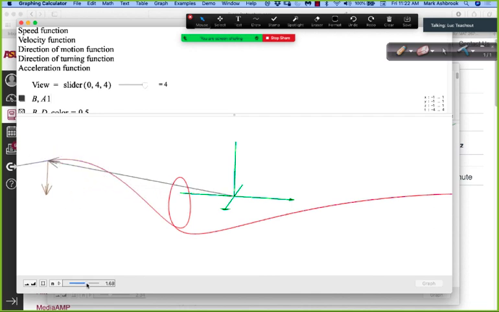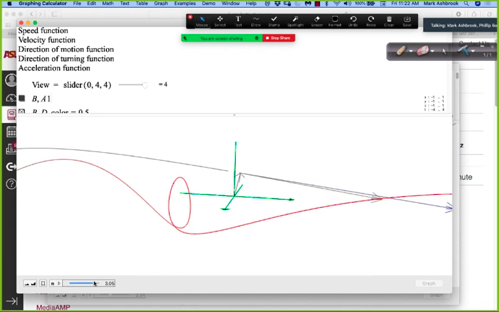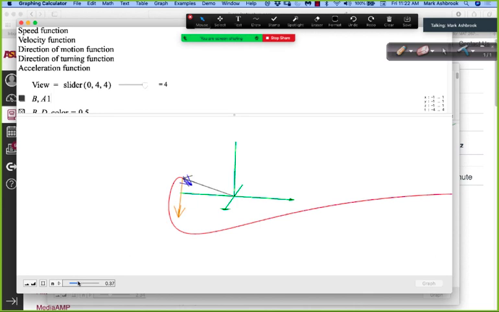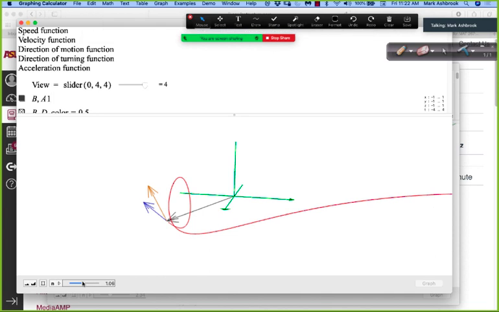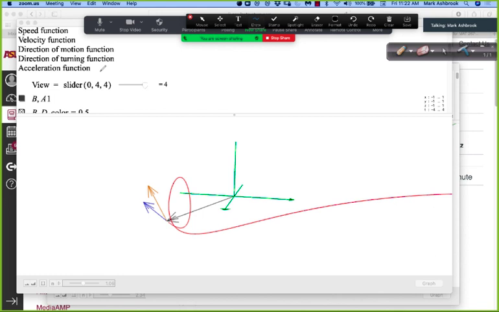Is this the normal vector? No, definitely not the normal vector, because right now it's pointing in the direction of T, and earlier it's pointing in the direction opposite of T. This is the acceleration vector. It's pointing all over the place. It's crazy, right? What is going on here? This is indeed acceleration, or r double prime of t.